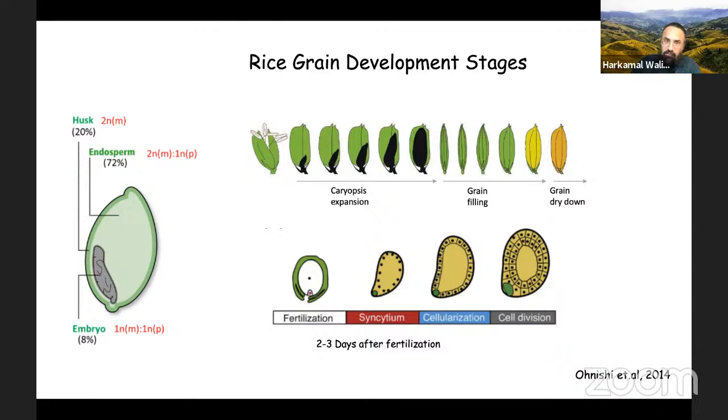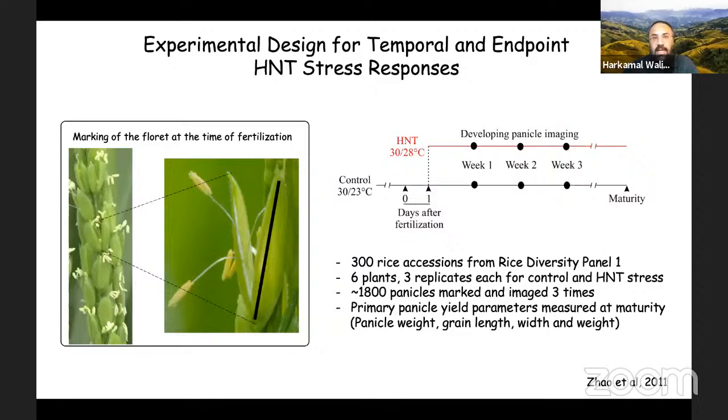With this overview, I'm going to share the experimental design for the work I'm going to talk about today. We took about 300 rice accessions from the Rice Diversity Panel 1. These are accessions from, I think, more than 80 countries, so they're very diverse: landraces, cultivars, and so on. We grow them individually under controlled optimal conditions, 30 degrees during the daytime and 23 at nighttime. Once these plants start to flower, we mark them.